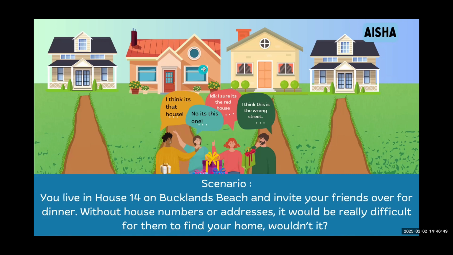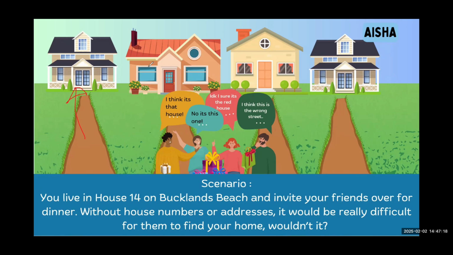Let's say you live in house 14 in Buckland Street, Auckland, New Zealand. This is house 14, by the way. You live in this house over here. This is house 15, this is house 16, this is house 17. Now you invite your friends over for dinner, but the problem is your friends don't know where to go because in this scenario there are no address names on the houses. Now your friends are confused. Some are thinking they're in the wrong street, some are thinking it's the opposite house, and it's like pure chaos.